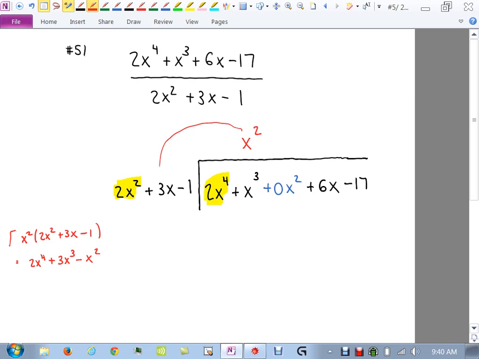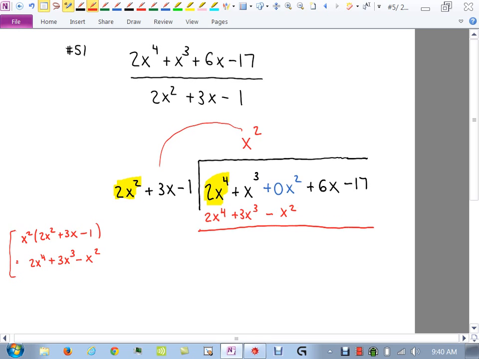Okay? That right there is going to be put underneath this. So 2x to the fourth here plus 3x cubed minus x squared. Good thing we have a space for it, huh? Now switch our signs. Minus, this plus becomes a minus, and the minus here becomes a plus. See, I like to over-exaggerate them so that you know they changed.